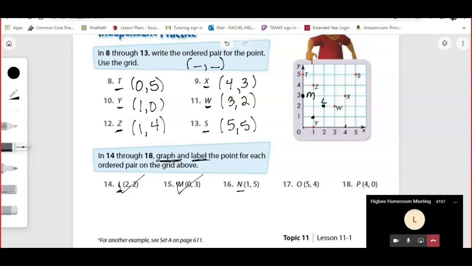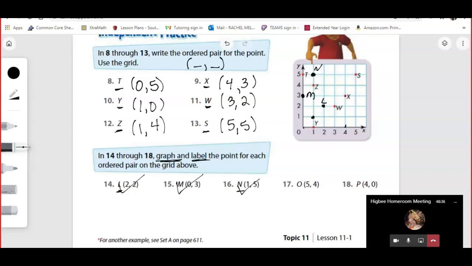Who would like to tell me where N goes? Anthony, where does N go? Move 1 and go up 5. Move which direction 1? X. Move over 1 and go up 5. And what's this label? N. Good. Guys, it's important that we use those words. Start at the origin, move over, or you can say move to the right this many times, and move up this many times. Otherwise, we're not really describing it.